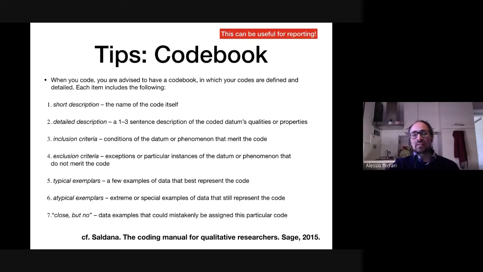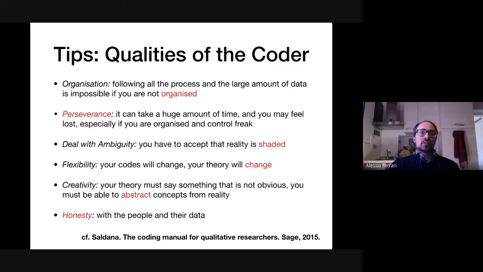The suggestion is to do this when you've reached a more limited number of codes, so you've discarded those that appear irrelevant to you. Qualities of the coder. Of course, you understand that you need to be organized, because this is a complex process with a large amount of data, Excel files, en vivo. You need to be extremely organized. You need to be perseverant, because it takes a lot of time and you may feel lost, especially if you are organized and control freaks.